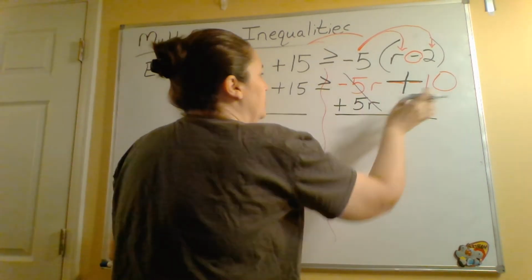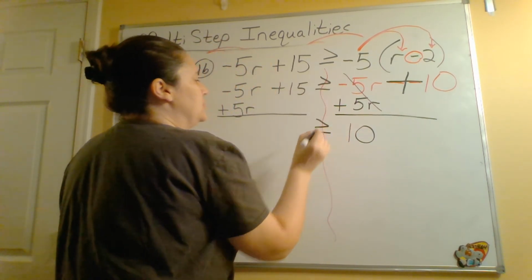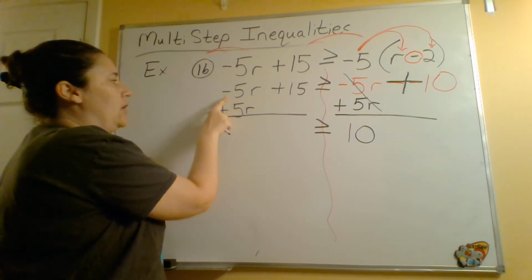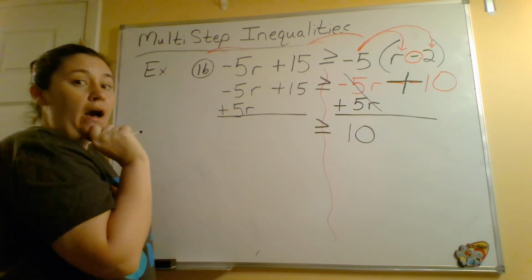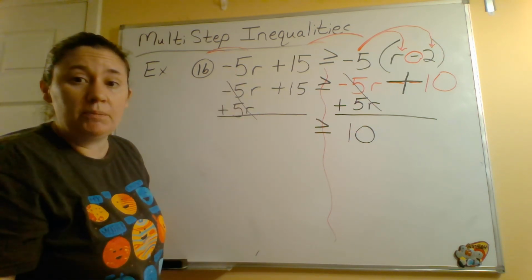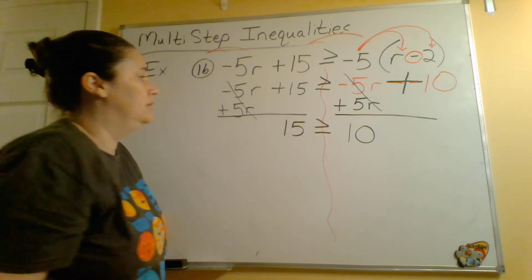So on the right, I'm left with the number 10. I have a greater than or equal to sign in between them. On the left, I have negative 5r plus 5r. Oh, they cross off. They make 0. All of our variables are going away. And I have 15 right here.